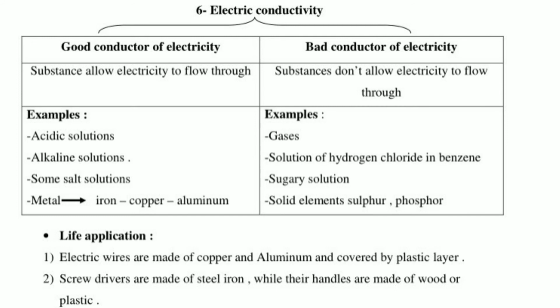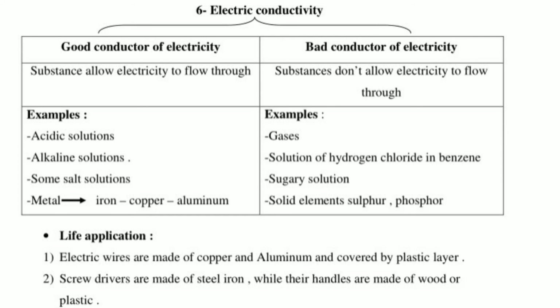The electric conductivity. There are good conductors of electricity and bad conductors of electricity. Good conductors allow electricity to flow through, such as acidic solutions, alkaline solutions, some salt solutions like sodium chloride, and metals. Bad conductors of electricity are substances that don't allow electricity to flow through, such as gases, solution of hydrogen chloride in benzene, sugary solution, solids like carbon, and non-metals.